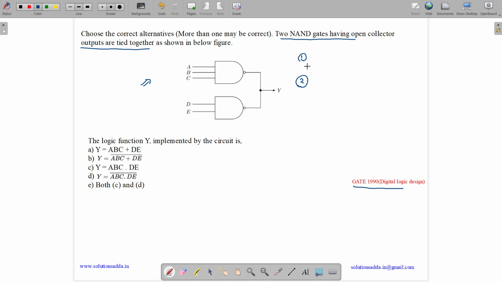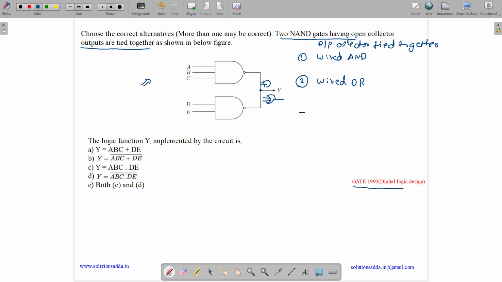Whenever the outputs of open collectors are tied together, then two cases can occur. The common line can behave like either a wired AND gate or a wired OR gate. So which means either this gate will behave like a wired AND gate or it will behave like a wired OR gate.